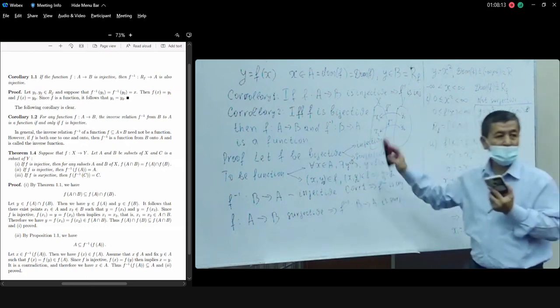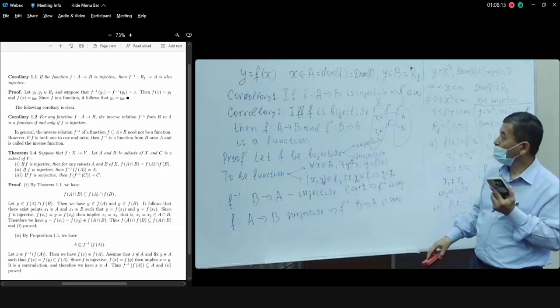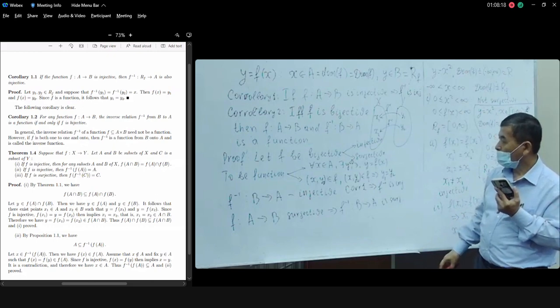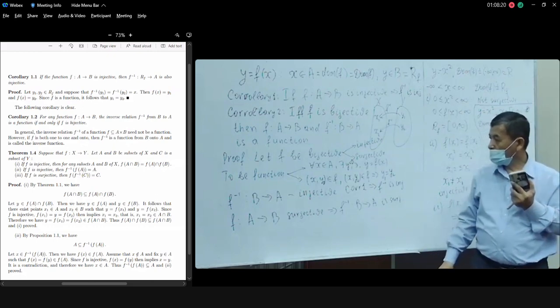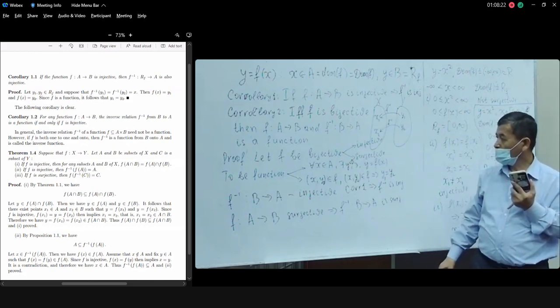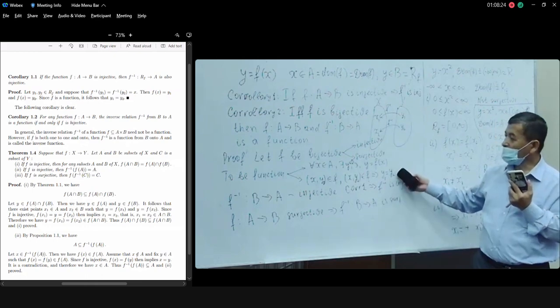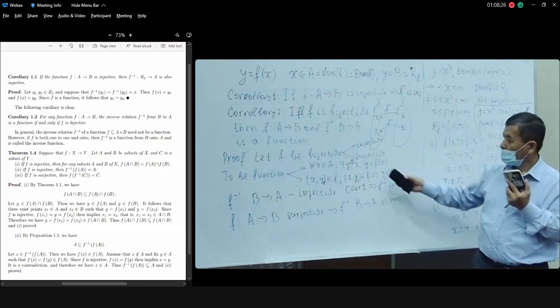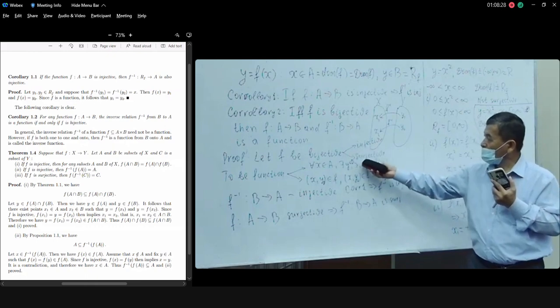Okay, can I remove this? This is the definition of the function. Bijective implies injective and surjective.